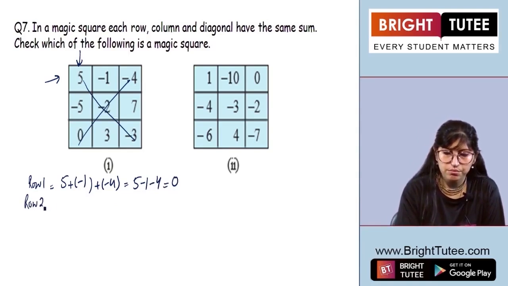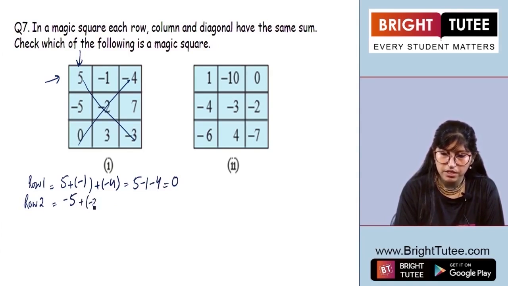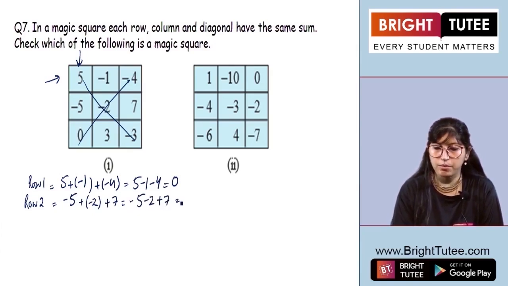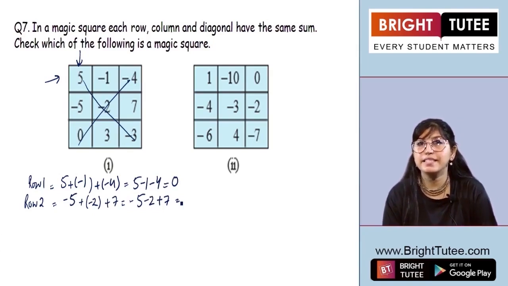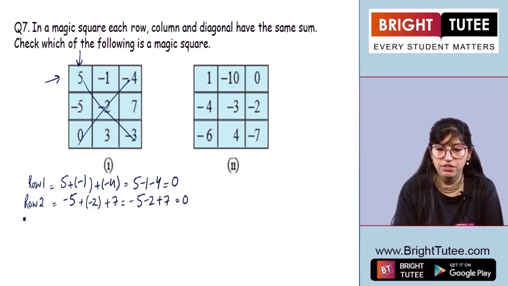Now row 2: minus 5 plus minus 2 plus 7. So we are getting minus 5 minus 2 plus 7. So minus 5 minus 2 is minus 7. Plus 7 is again 0. So let's move on to row 3 now.